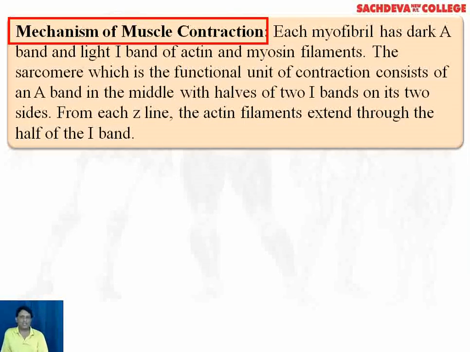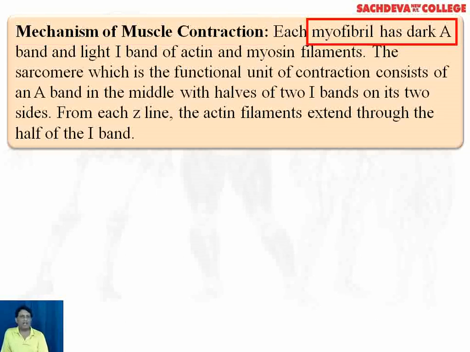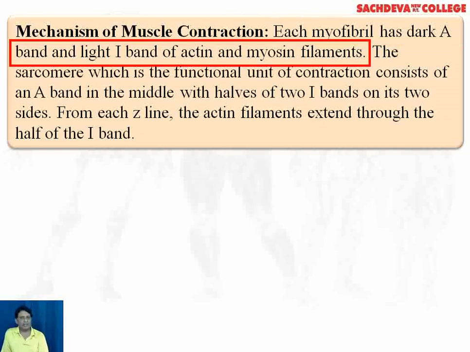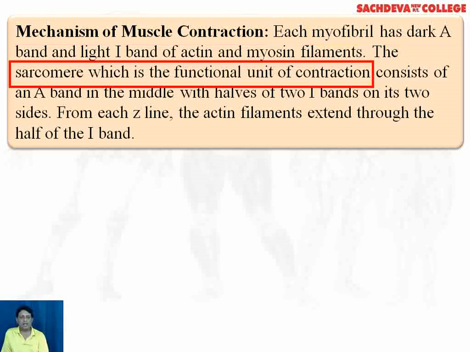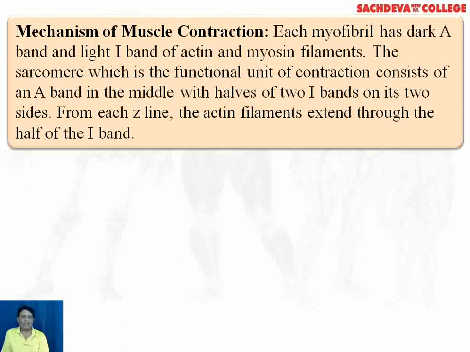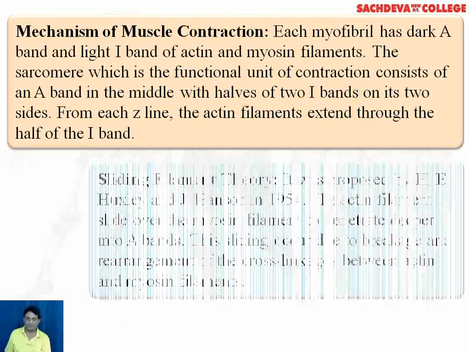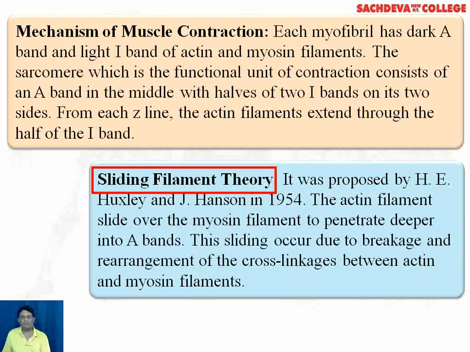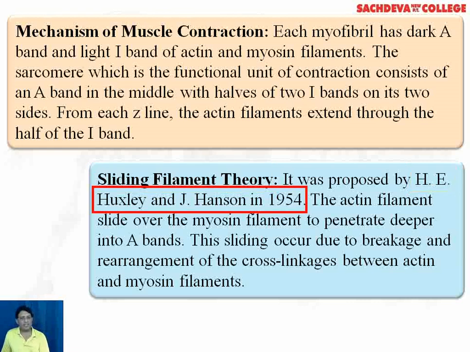Mechanism of muscle contraction. Each myofibril has dark A band and a light I band of actin and myosin filament. The sarcomere, which is the functional unit of contraction, consists of an A band in the middle with two halves of two I bands on its two sides. From each Z line, the actin filament extends through the half of the I band. The sliding filament theory was proposed by Huxley and Hansen in 1954. The actin filament slides over the myosin filament to penetrate deeper into the A band.